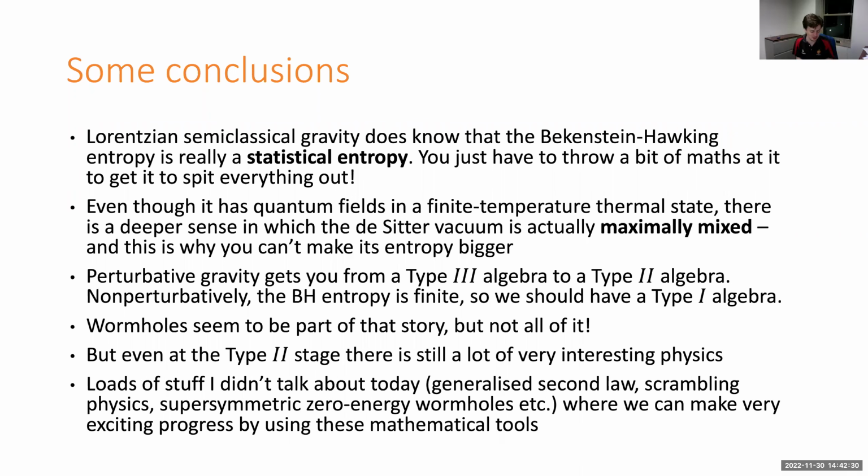So there's loads of stuff that we've been doing that I didn't talk about today, some of which is in published papers, some of which is not. So you can understand the generalized second law in a very simple way in terms of easy little entropy inequality for these type 2 von Neumann algebras. You can understand scrambling physics using so-called free product algebras, and you get a whole load of interesting stuff from that, including some interesting stuff about how the QES prescription and non-perturbative corrections work that we didn't know about before, and it'd be interesting now to derive from Euclidean gravity because we hadn't found that there yet.